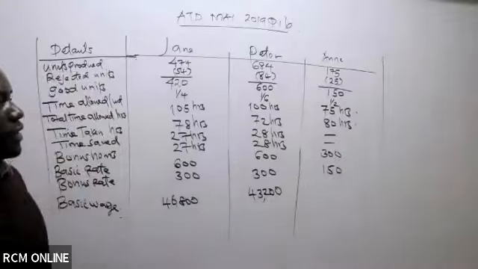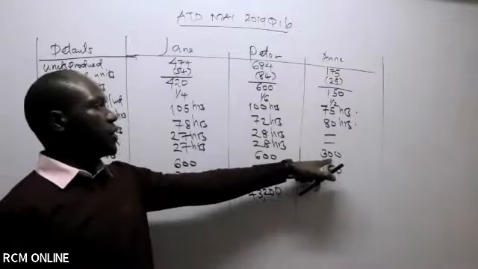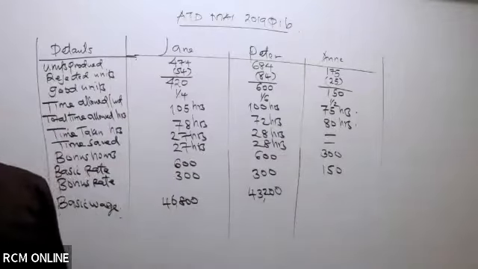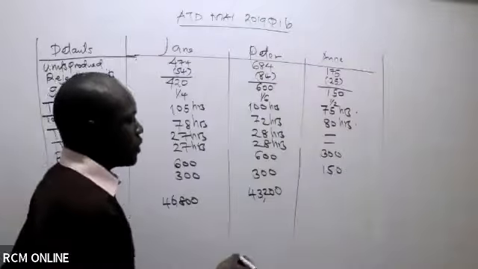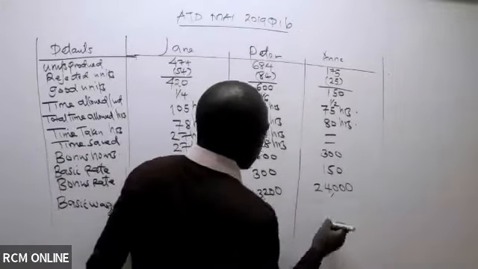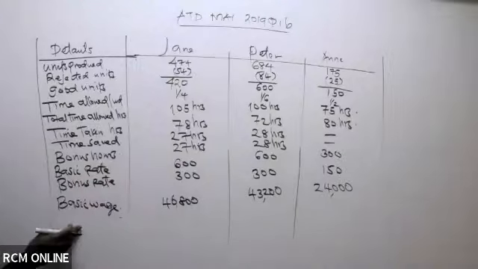Then we take the last one, 300 by 80. How much will it be? 300 multiplied by 80 is 24,000. That is the basic wage. So let's go to the bonus wage.